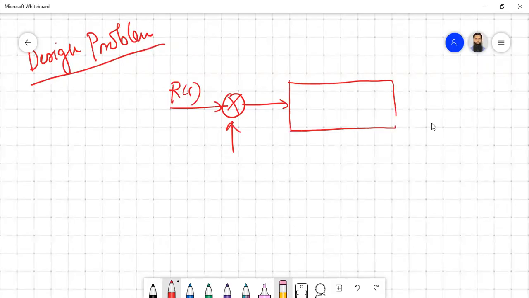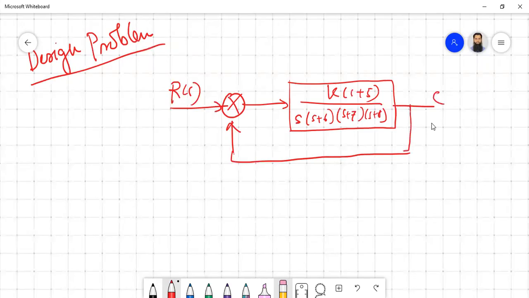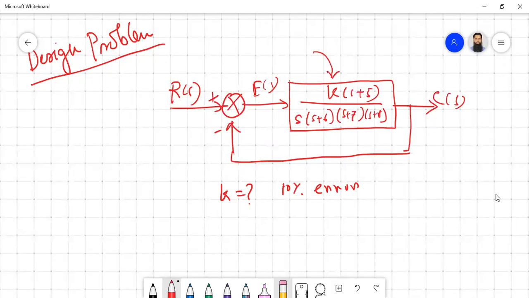So, a negative unity feedback system, K(s+5) divided by (s+6)(s+7)(s+8). Very simple problem. Now what it says is, this is our error, this is a sign. So they're asking you to find the value of K so that there is 10% error in the steady state. So they're asking what should be the value of K, to design or figure out the value of K so that the steady state error is 10%.